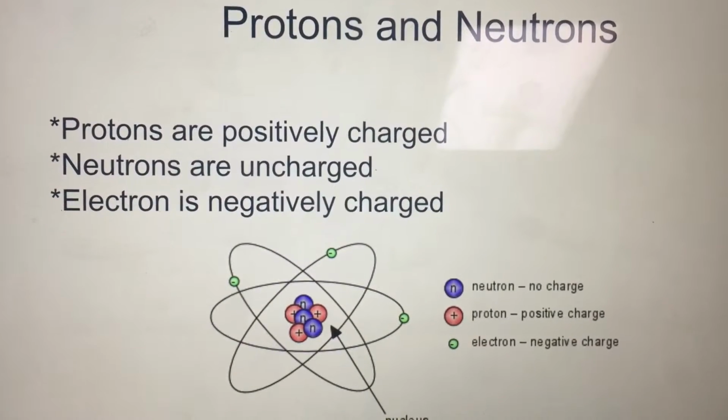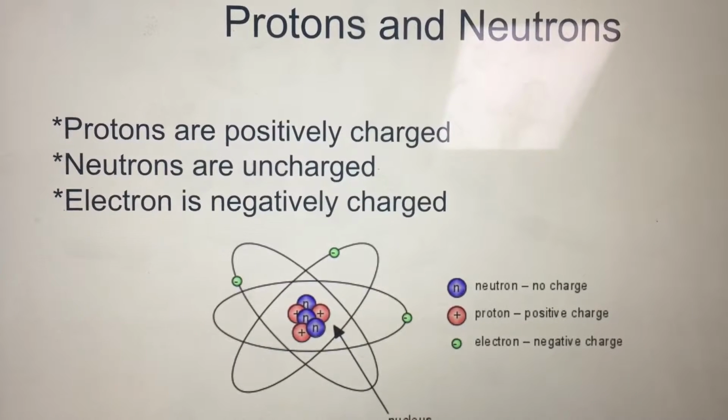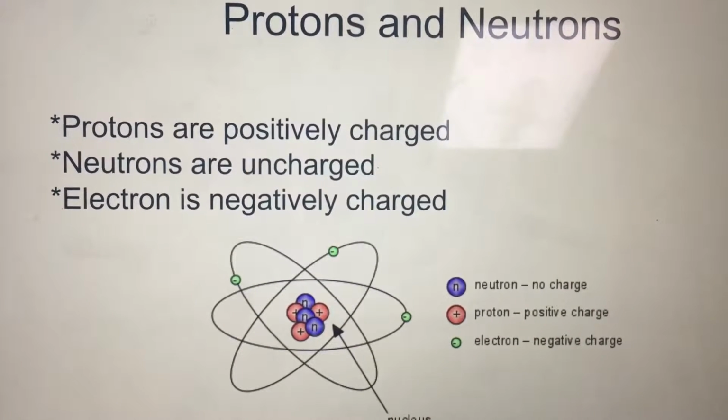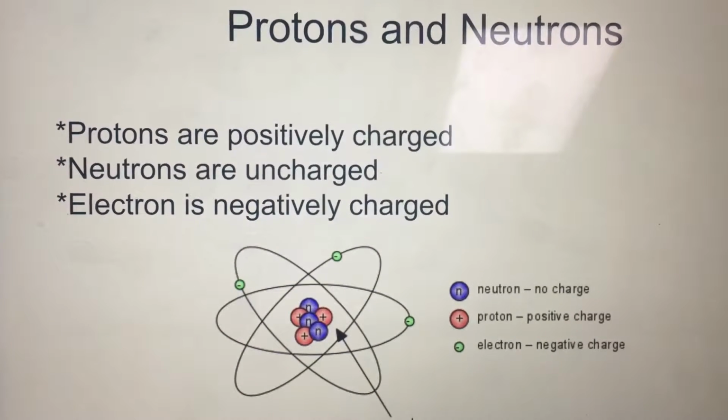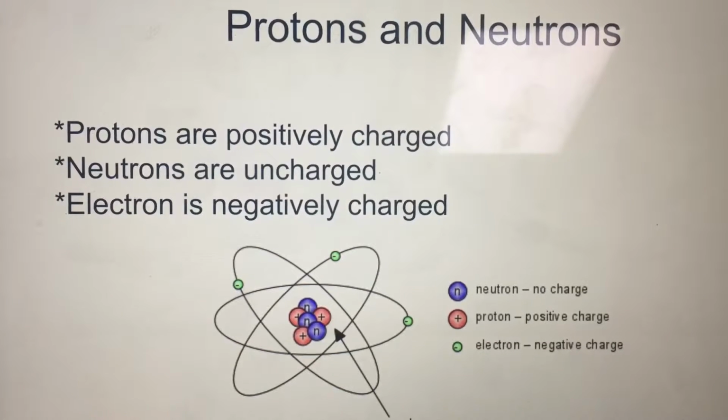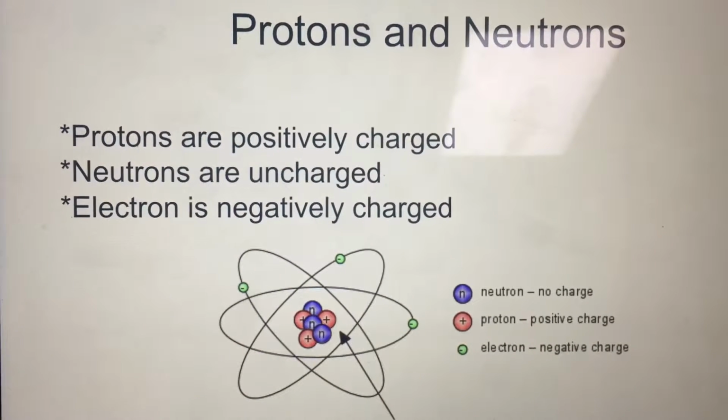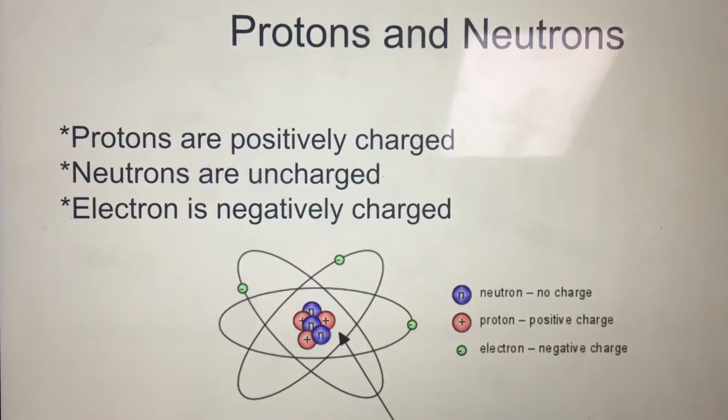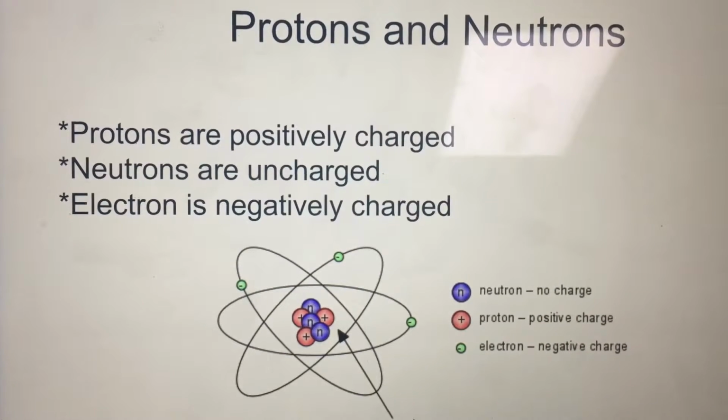Protons and neutrons. Positively charged protons and uncharged neutrons occur in the atom's core, or nucleus. Negatively charged electrons move around the nucleus. And a charge is an electrical property. So, opposite charges attract, and like charges repel.